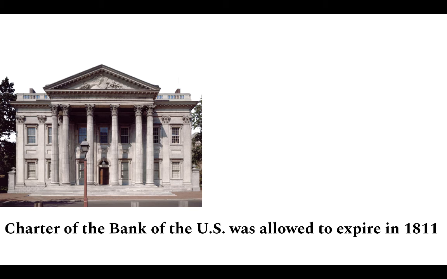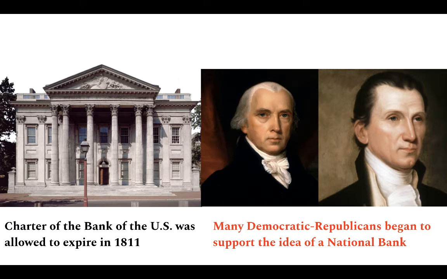The charter of the Bank of the United States was allowed to expire in 1811. Following the war, many Democratic Republicans began to rethink their opposition to a national bank.